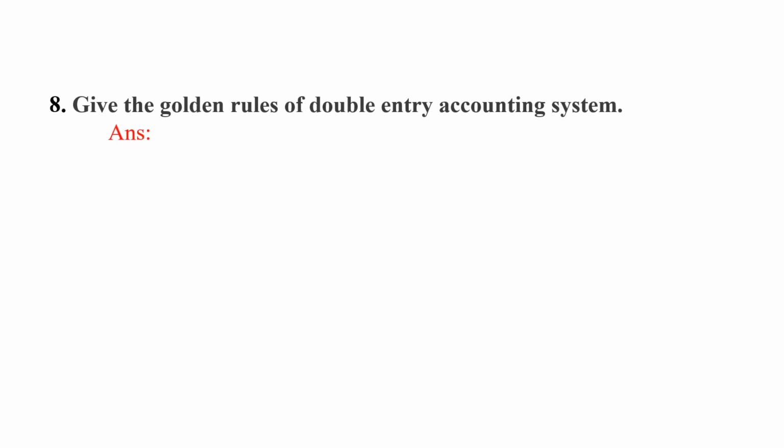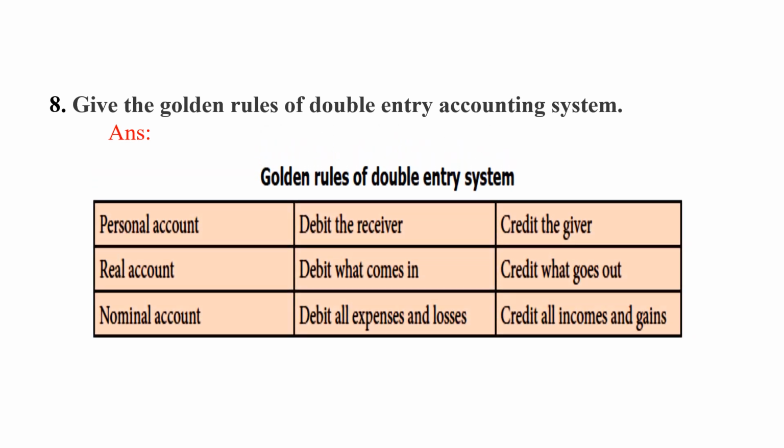And the eighth question, give the golden rules of double entry accounting system. Golden rules of double entry system. Personal account, debit the receiver, credit the giver. Real account, debit what comes in, credit what goes out. Nominal account, debit all the expenses and losses, credit all the incomes and gains.